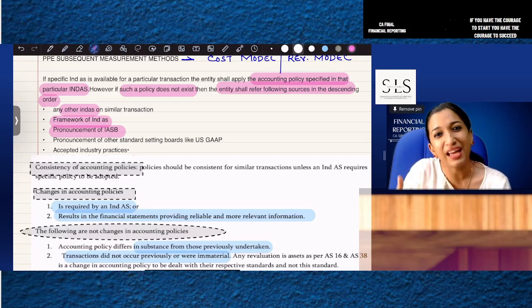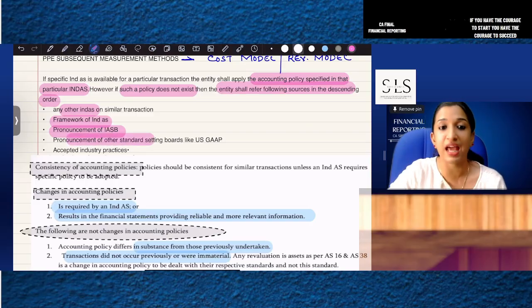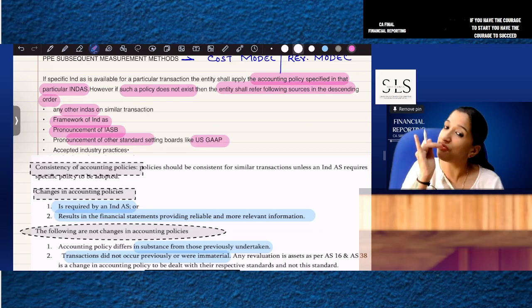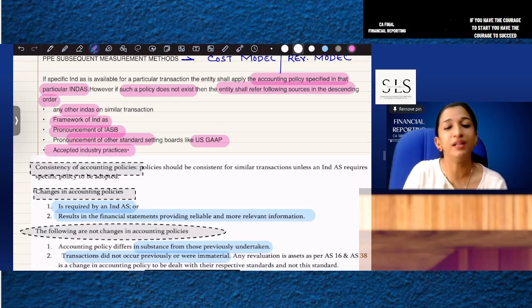Now, if the IASB has not released a pronouncement on it, then check pronouncements of other standard setting boards like US GAAP. Because US GAAP we have, IGAAP we have, IFRS we have. IFRS and IGAAP are already checked. Now you find out what is given in US GAAP for the similar transaction. If that is also not there, then accepted industry practices. In industry, what others are doing, that we'll follow.